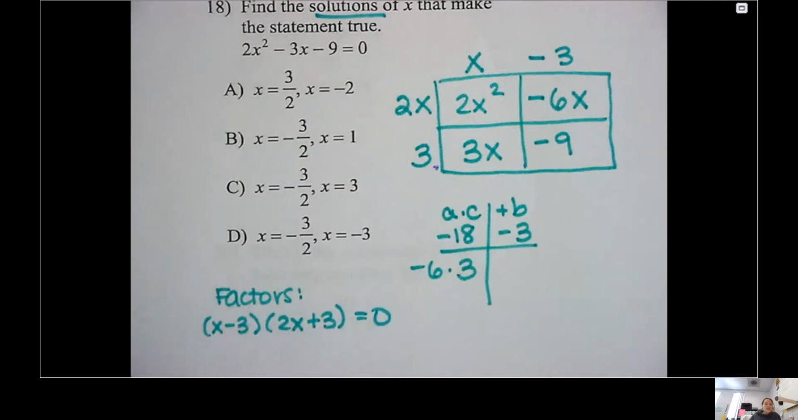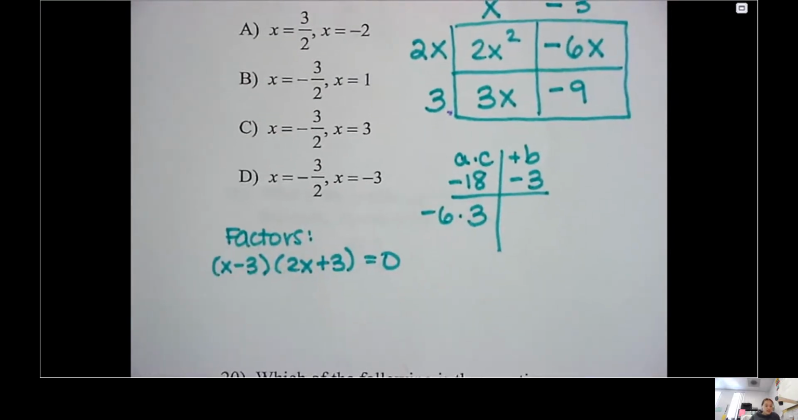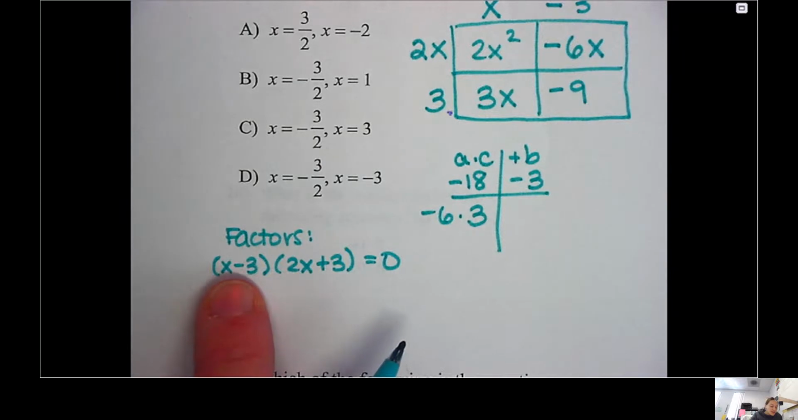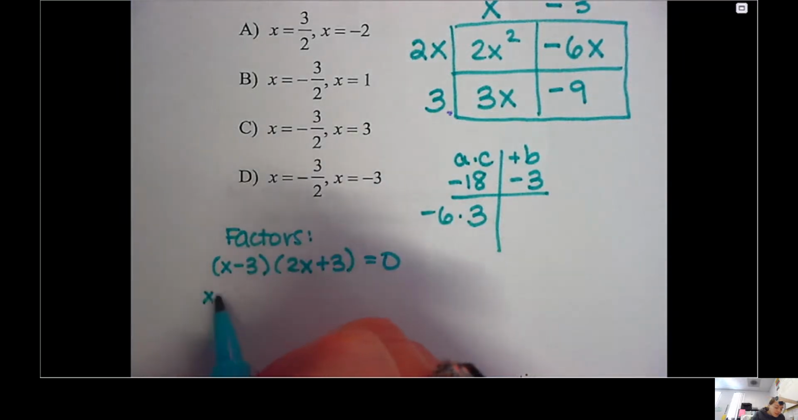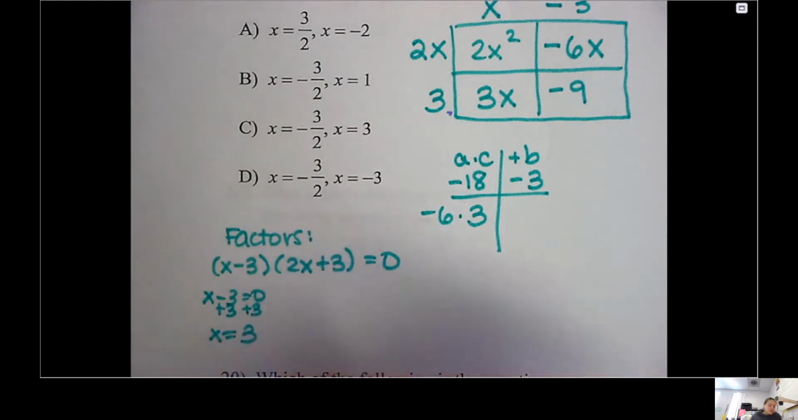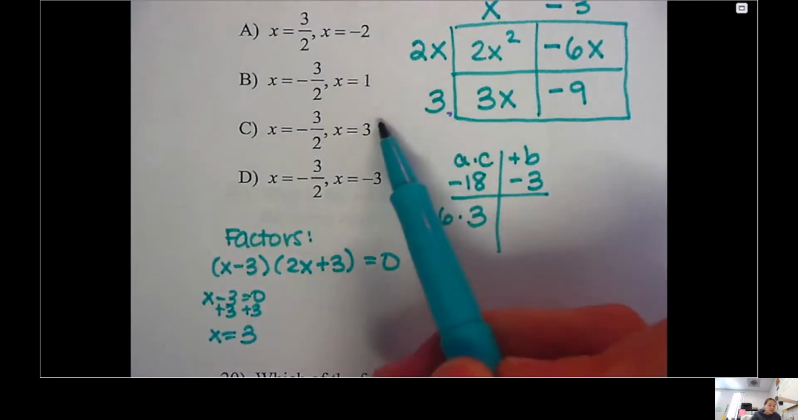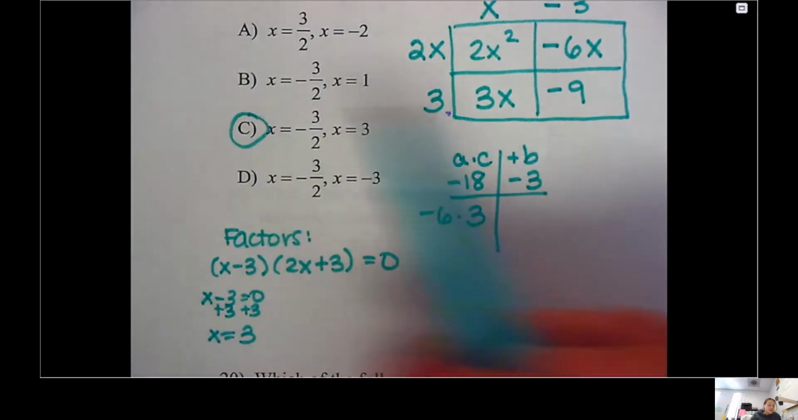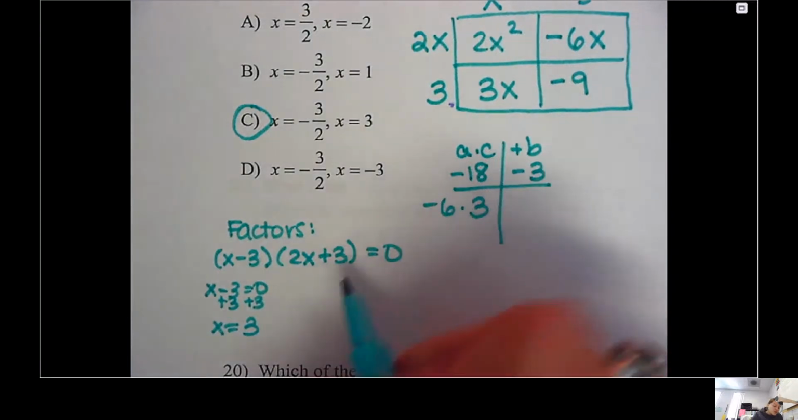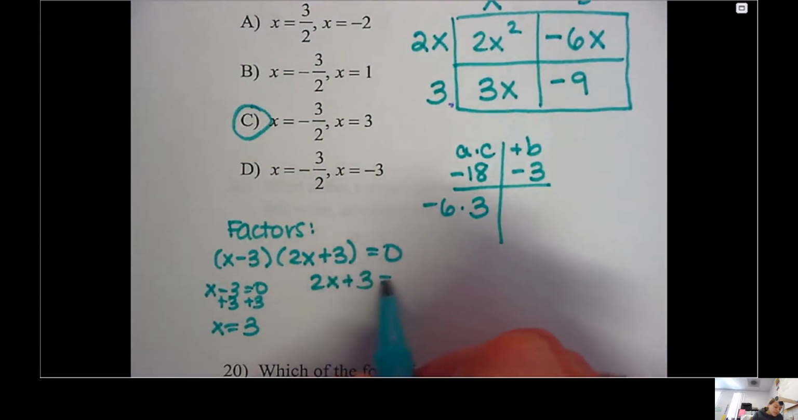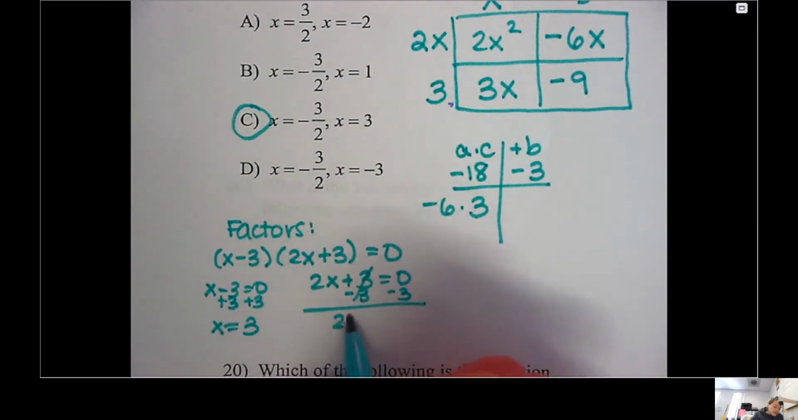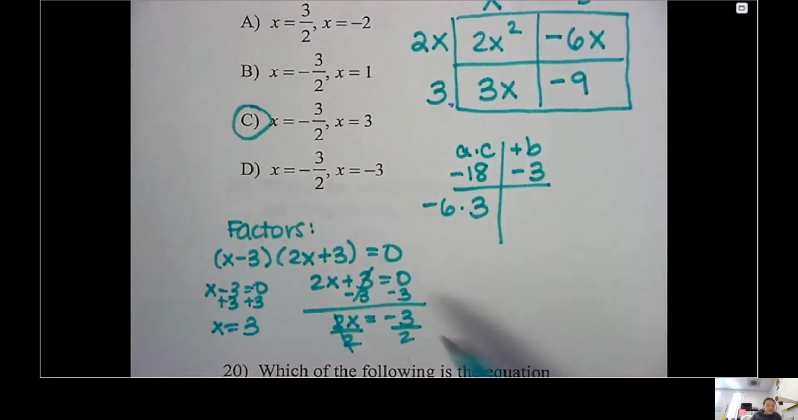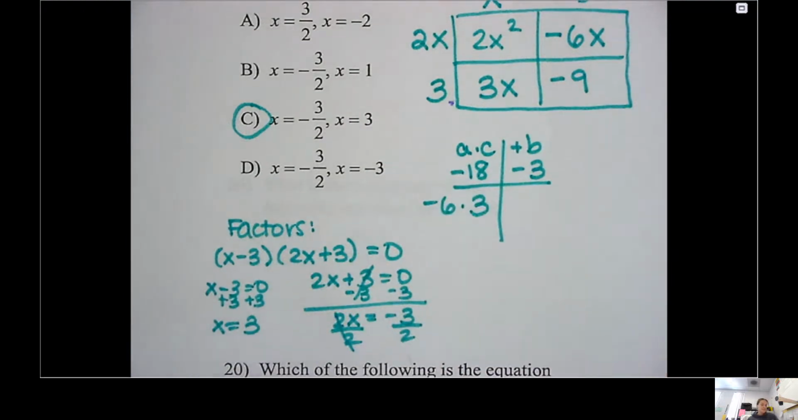And then if I want to actually find the solutions, I have to set each one equal to 0. Well, I already know this is x minus 3, which means I'd have to add 3 to both sides. So my x value would have to be a +3. And really I can stop there because I can see the only one that has +3 is this one. So that's my answer. But if I wanted to just check, if I set the second one equal to 0, I'd have to subtract 3 from both sides. 2x equals -3 and then divide by 2 on both sides. So x equals -3/2, which is what that says. Okay.